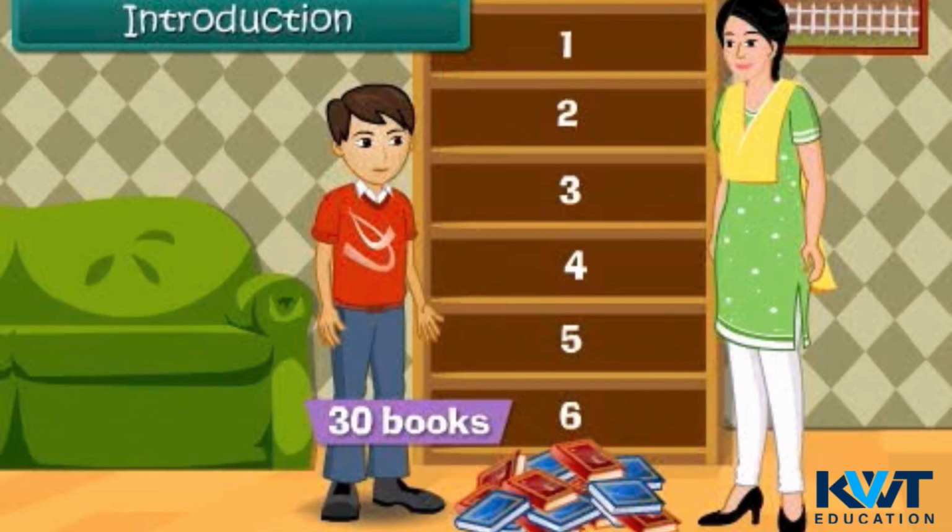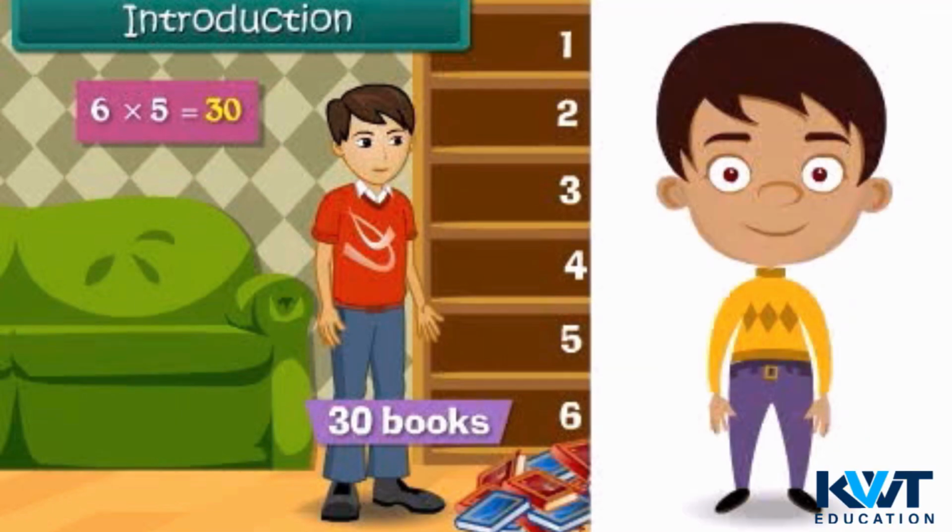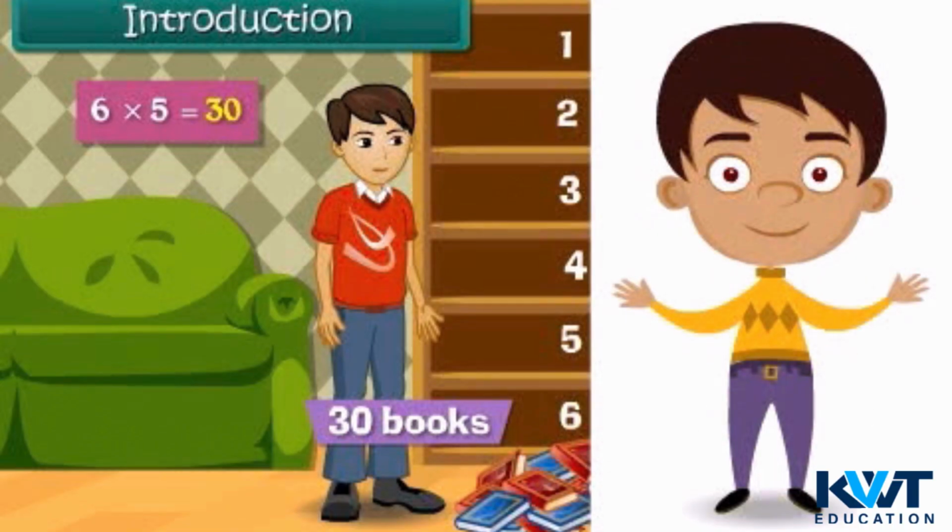He has 30 books and 6 sections, so each section will have 5 books. Simple, isn't it? Do you want to learn how this is done? Let us together find this out.